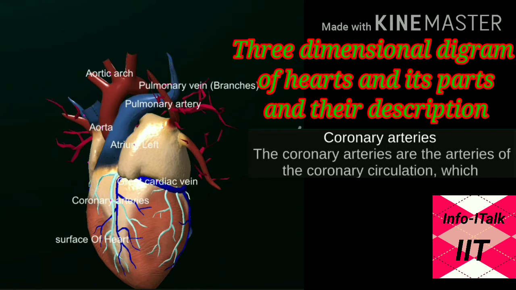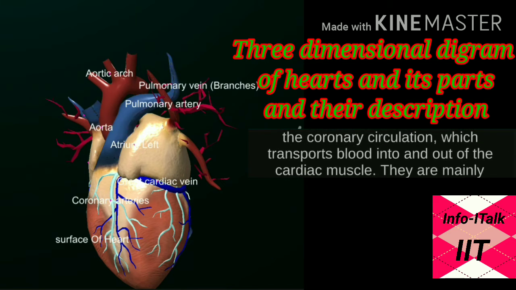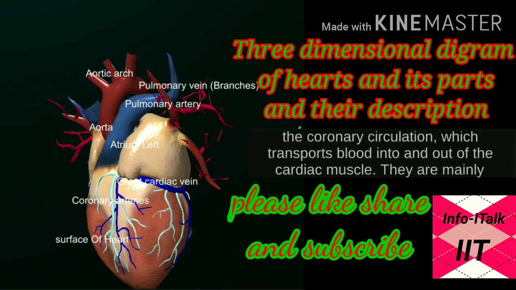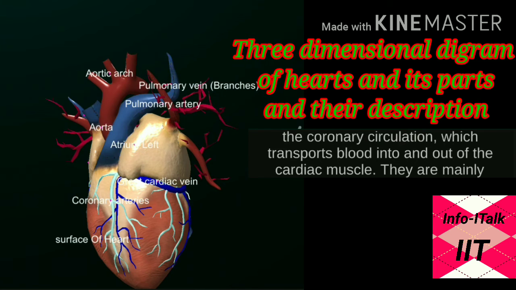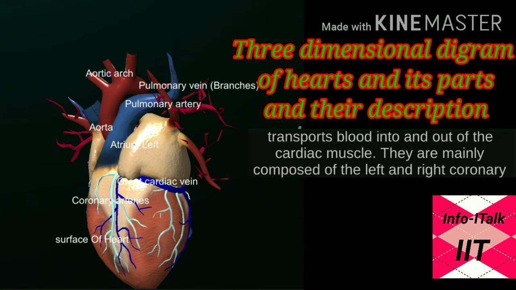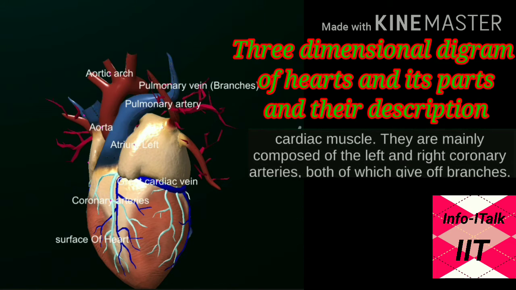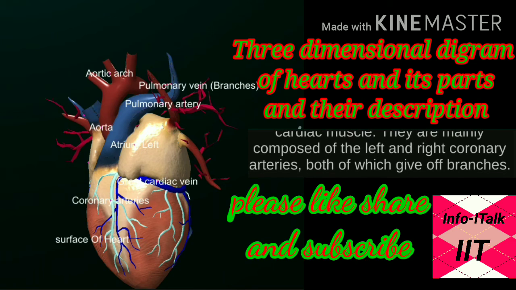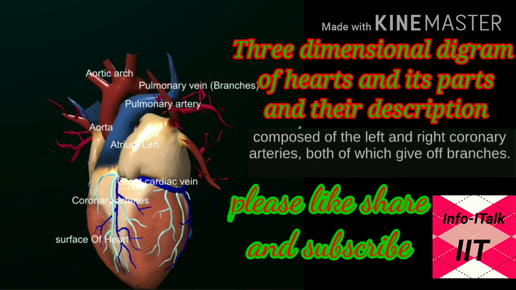The coronary arteries are the arteries of the coronary circulation which transport blood into and out of the cardiac muscle. They are mainly composed of the left and right coronary arteries, both of which give off branches.